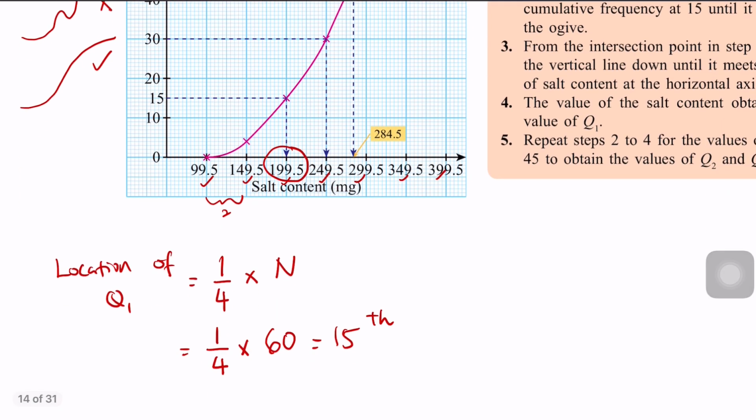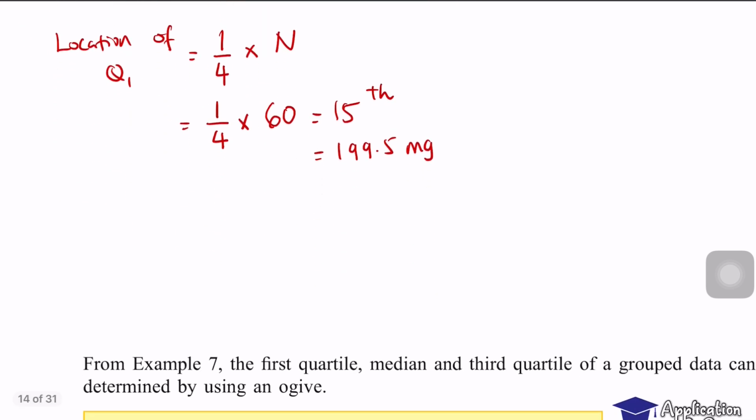So first quartile kita adalah 199.5 miligram. Boleh? Okay. So dapat first quartile.